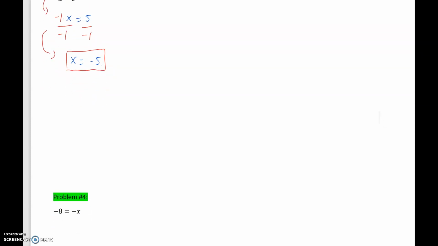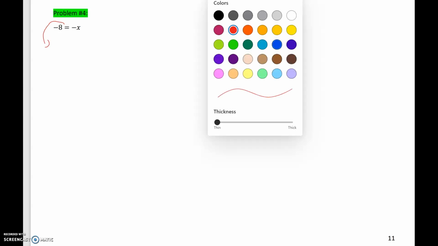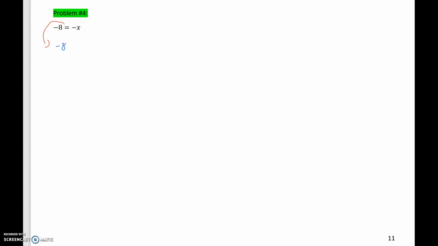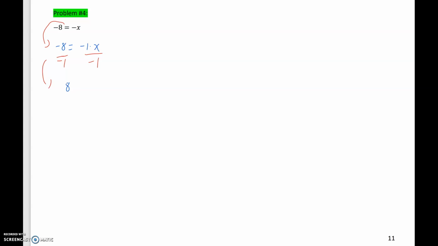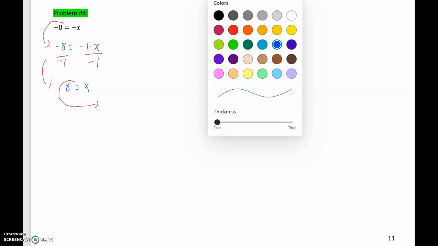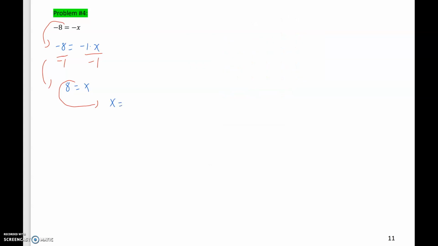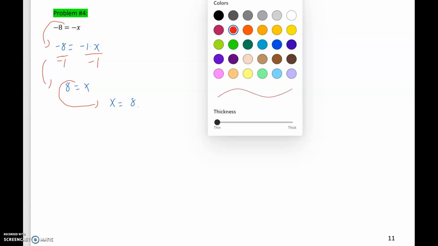Let's move on to problem 4. Problem 4 has the same idea as the previous one. Let me rewrite it. We have negative 8 is equal to negative 1 times x. And then here, I'm just going to be dividing by negative 1. So we're left with 8 is equal to x. Let me rewrite it in standard form. By standard form, I'm referring to the x first. x is equal to 8. And that's it for this one.